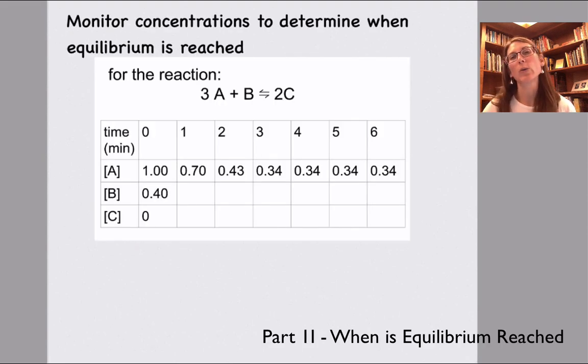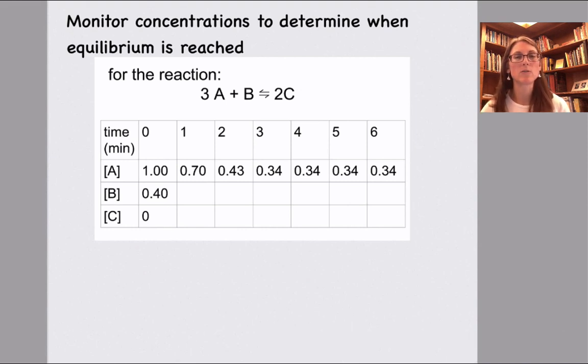So how can you tell when equilibrium is reached? Remember I said that when we're at equilibrium, the concentrations will stop changing. So if I look at this particular example, I've got 3A plus B making 2C. If I look at the concentration of A, I'll see that it goes from 1 to 0.7 to 0.43 to 0.34, but then it's at 0.34, 0.34, 0.34. So we know that once we have reached 3 minutes, equilibrium has been reached. And for the rest of this time, this system is in equilibrium. The concentrations are no longer changing.